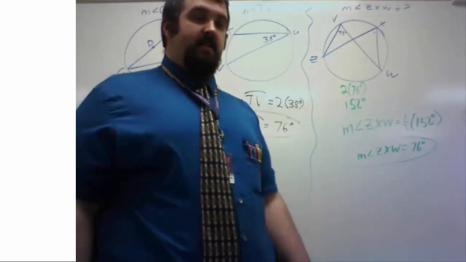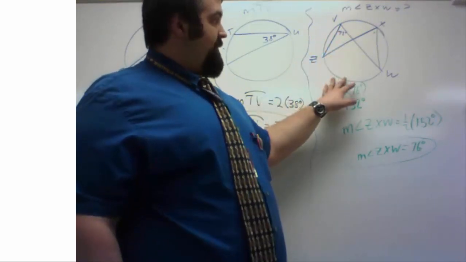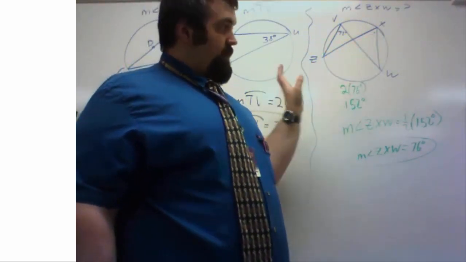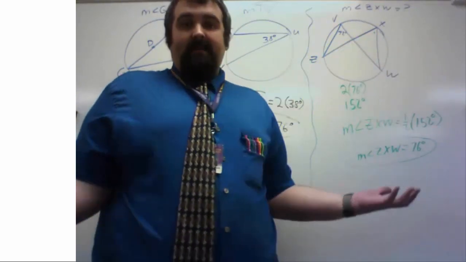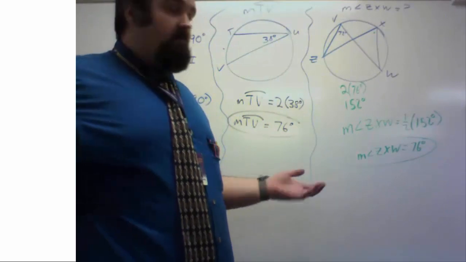Kind of makes sense, because this angle is half that arc, this angle is half that arc, so whatever number this arc has for a measure, both of those would be half of it. So they'd have to be the same.